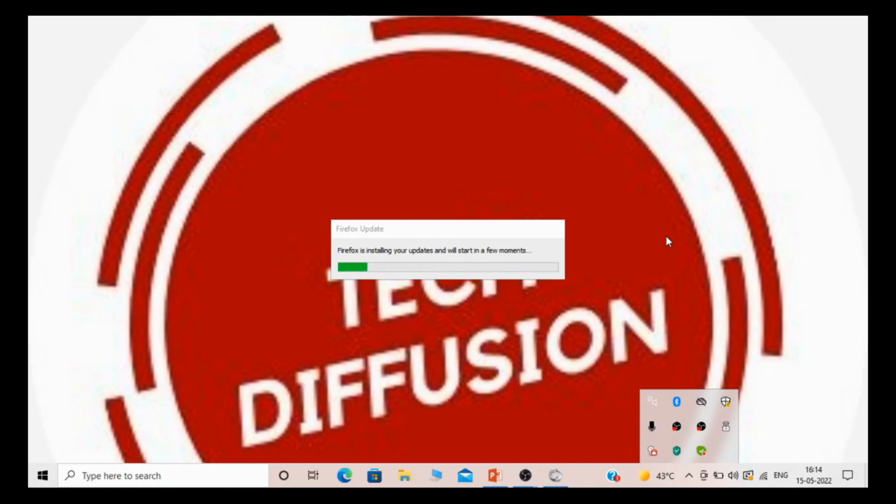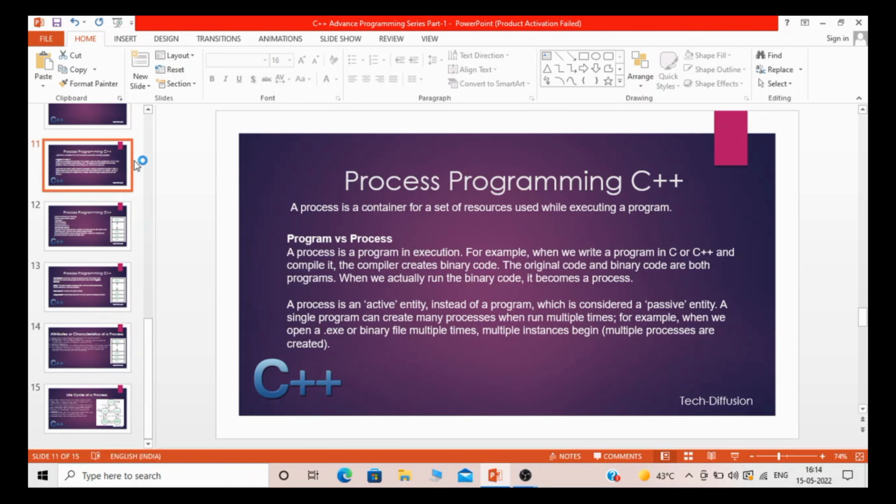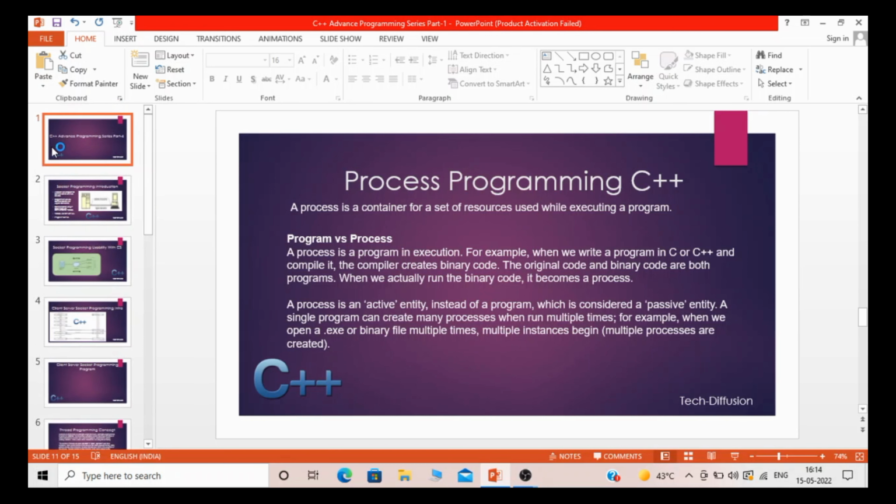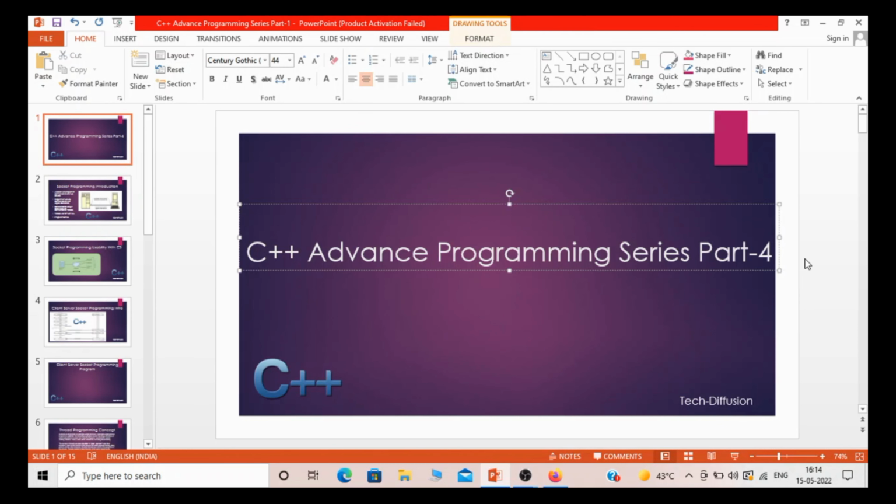So till now we created socket programming and some thread programming. Today, first we will learn about what process programming is, and then we will start the next part, part 6 of this series.